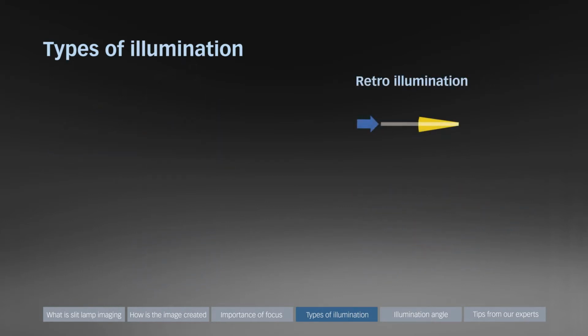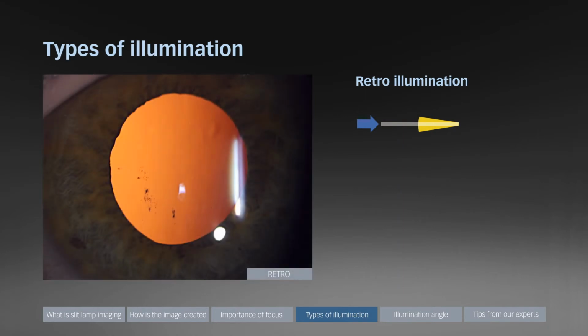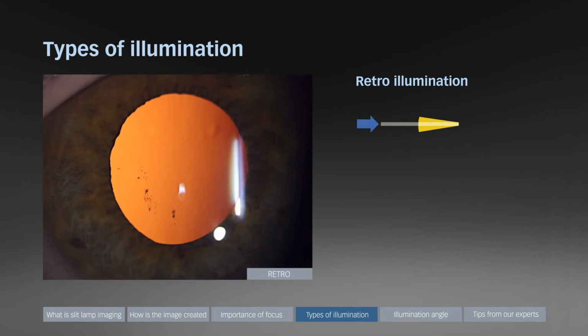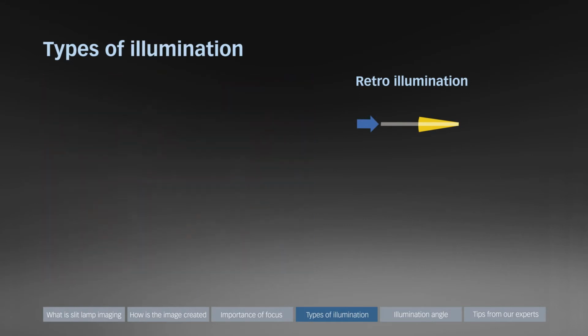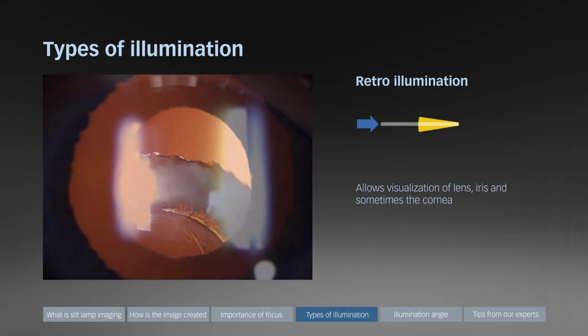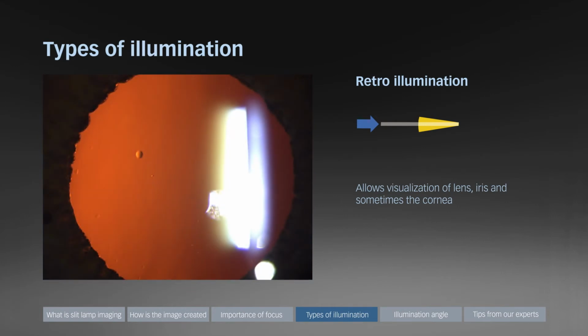Retroillumination. Retroillumination uses light reflected from the retina coming towards the microscope. For comparison, the same eye with direct focal illumination, and here again with retroillumination. This can allow excellent visualization of pathologies that occur in the lens, the iris, and sometimes the cornea.